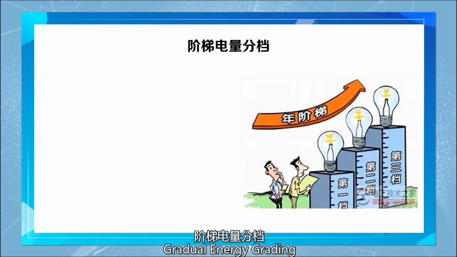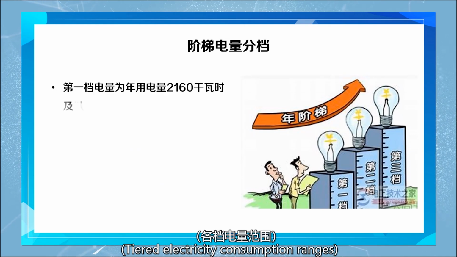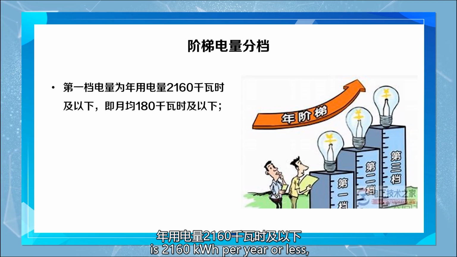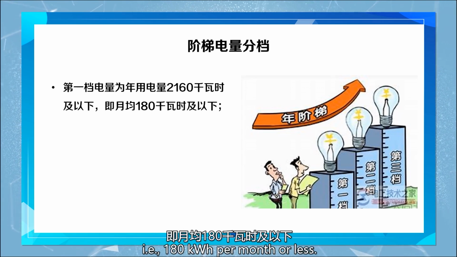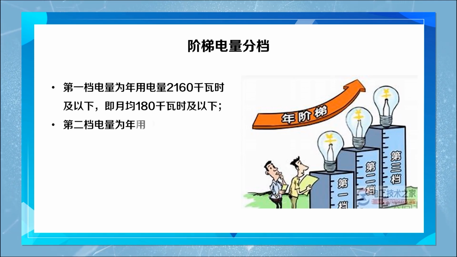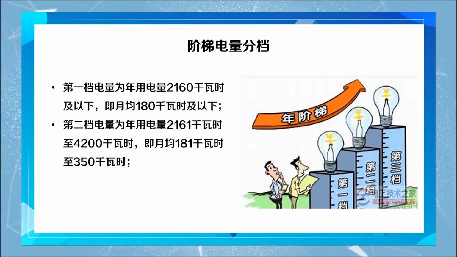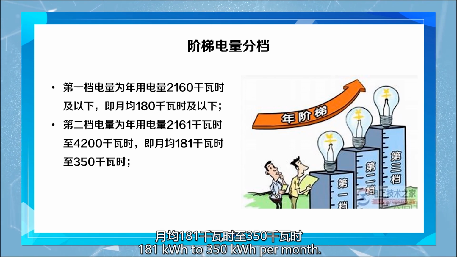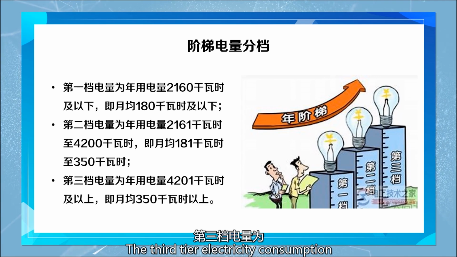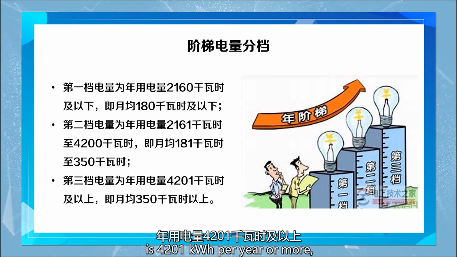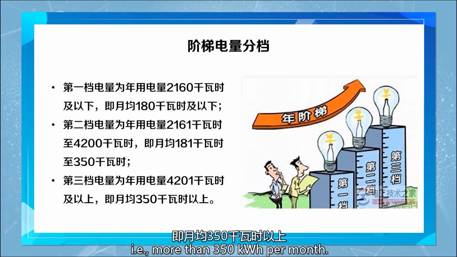Part 3. Gradual energy grading. Tiered electricity consumption ranges. The first tier electricity consumption is 2,160 kilowatt-hour per year or less. It adds 180 kilowatt-hour per month or less. The second tier electricity consumption is 2,161 kilowatt-hour to 4,200 kilowatt-hour per year. It adds 181 kWh to 350 kWh per month. The third tier electricity consumption is 4,201 kWh per year or more. It adds more than 350 kWh per month.